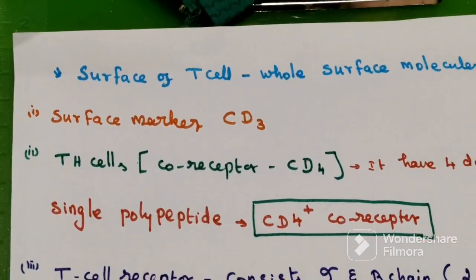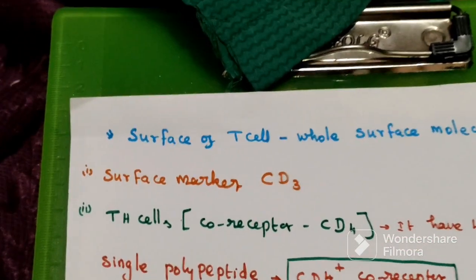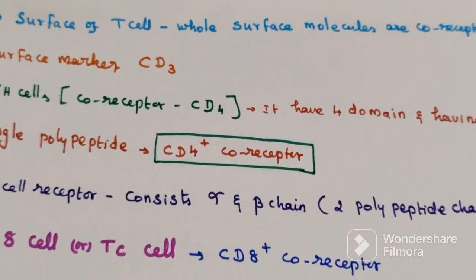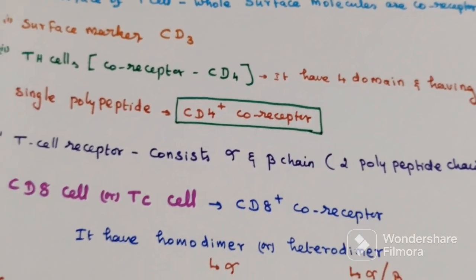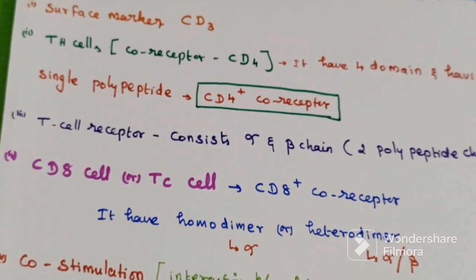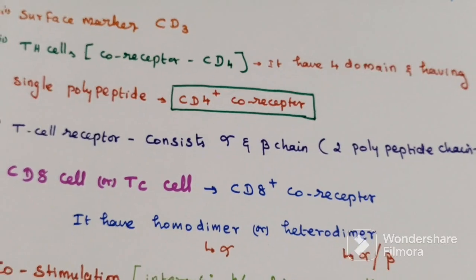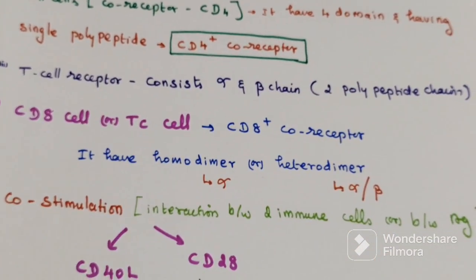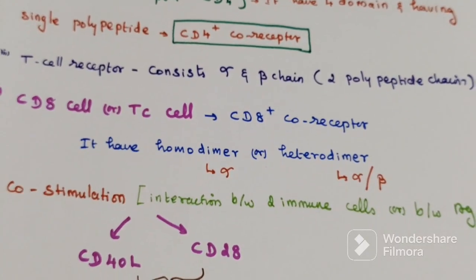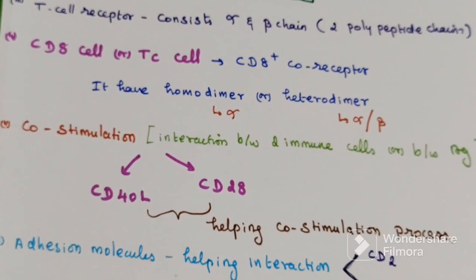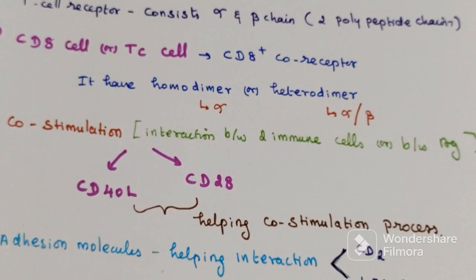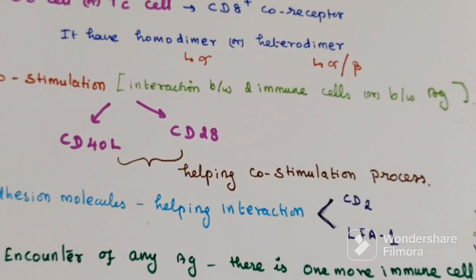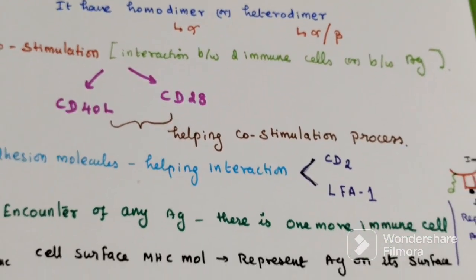So first is the surface marker CD3. Second is the T helper cell, co-receptor CD4, which has four domains. Third is the T cell receptor with alpha and beta chains. Then the CD8 cell, the TC cell, with CD8 plus as the co-receptor. Then co-stimulation molecules CD40L and CD28. Then additional molecules CD2 and LFA1.